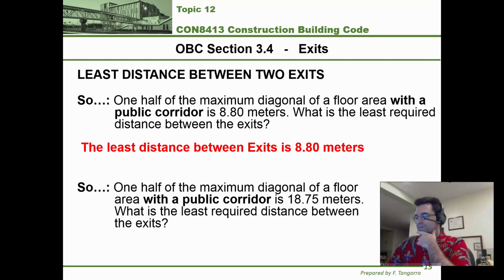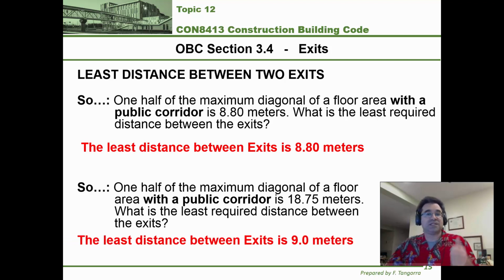Here's another one. You get that half diagonal is 18.75 meters, and it is with a public corridor in that floor area. So what is the minimum distance between exits? Again, public corridor, yes. Half diagonal, 18.75 meters. So it has to be 9 meters, because if you do have a public corridor, the maximum distance between exits is 9 meters. So even though you calculated a half diagonal of 18.75, you can go up to 9.